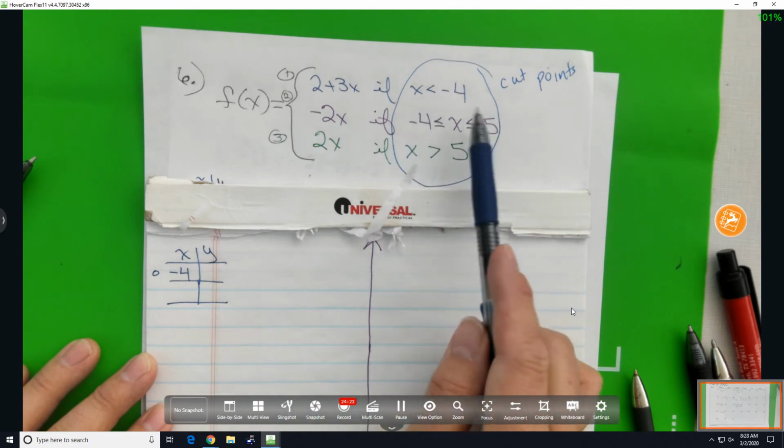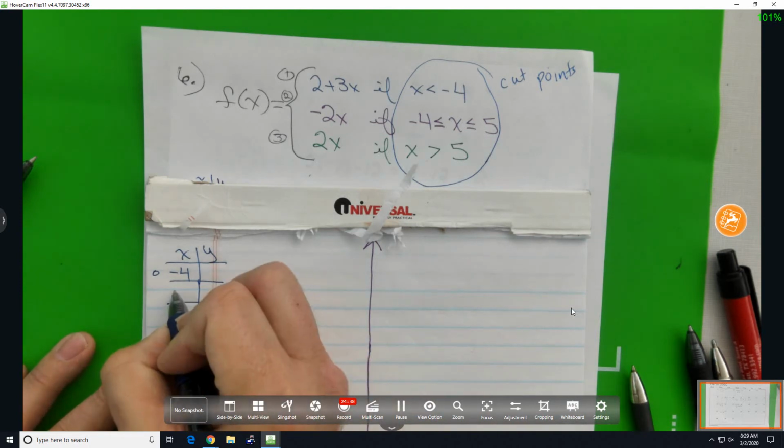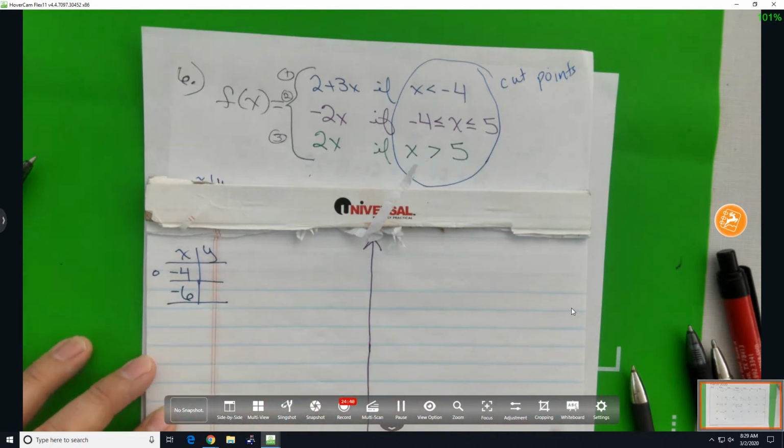No, 0 isn't less than -4. You choose a number that satisfies this condition. What do you want to use? No, smaller than -4. -6, okay, we could use -6. We could use -5. I'll use -6.